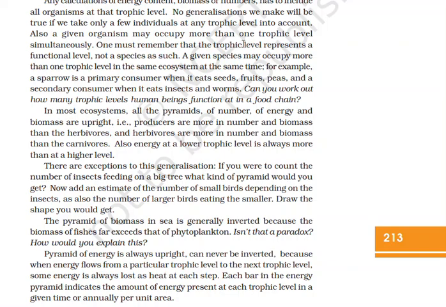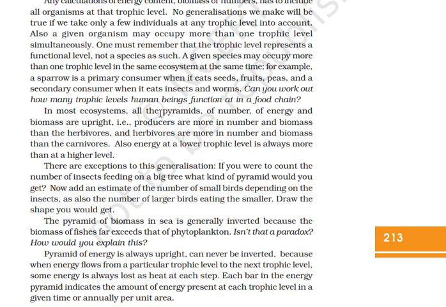One must remember that the trophic level represents a functional level, not a species as such. A given species may occupy more than one trophic level in the same ecosystem at the same time. For example, a sparrow is a primary consumer when it eats seeds, fruits, and peas, and a secondary consumer when it eats insects and worms. Can you work out how many trophic levels human beings function at in a food chain?